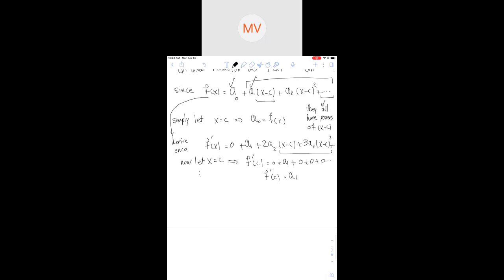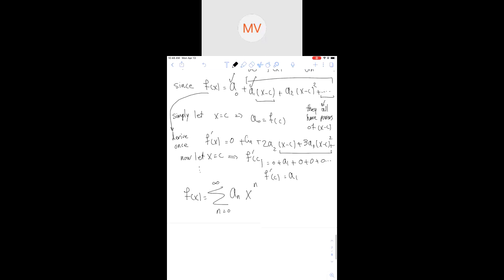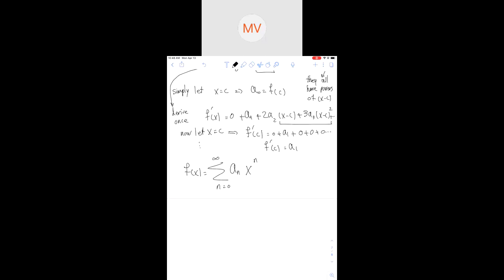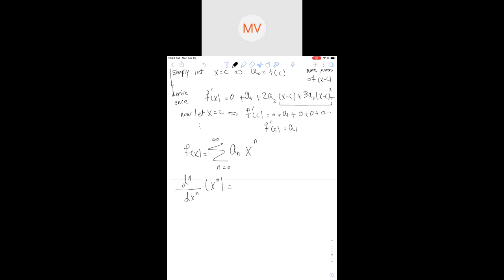Now, let me rewrite the series in this form. f of x equals the sum of a sub n, x to the n, starting from 0 to infinity. Question. What's the nth derivative of x to the n? Let's start with this example. What is the fifth derivative, for example, of x to the fifth?